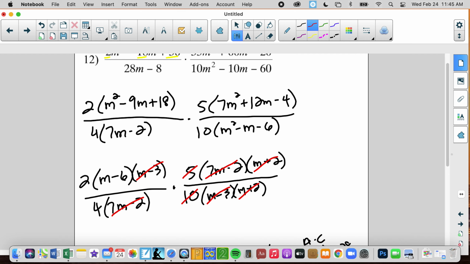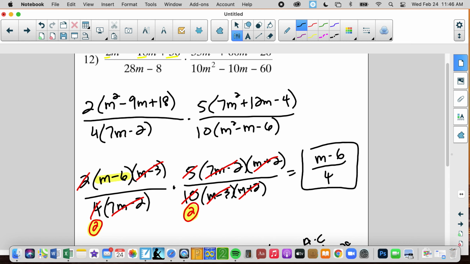I've got a 5 and a 10. The 10 becomes 2. I got a 2 and a 4. The 4 becomes 2. And I'm left with this in the numerator, nothing else, this in the denominator, and this in the denominator. So my answer is going to be m minus 6 over 4. Yep, and I'm just taking a second to make sure.